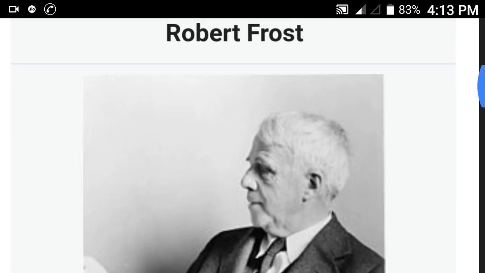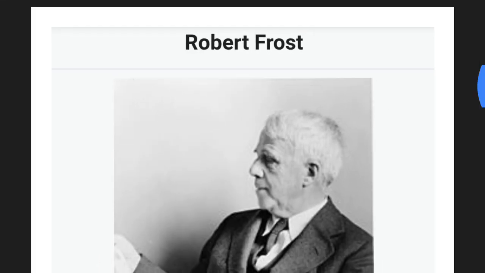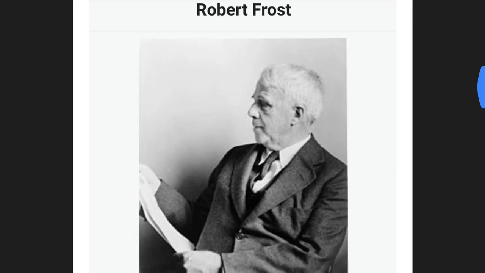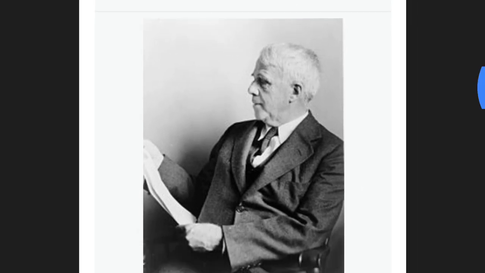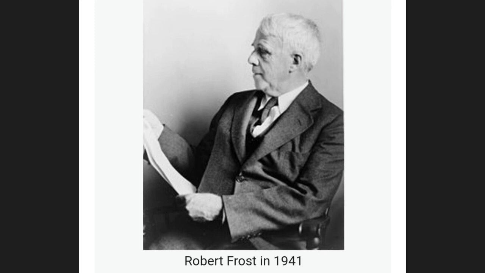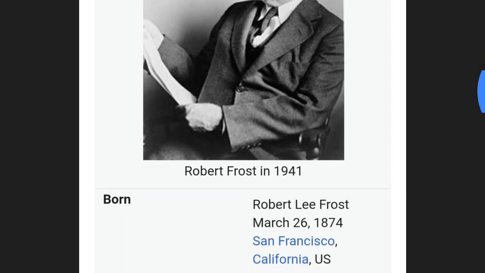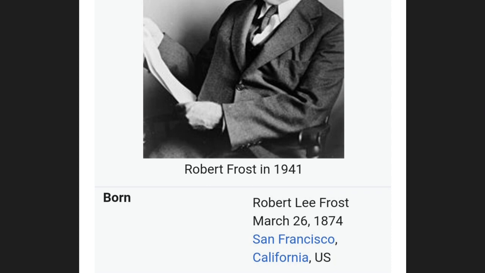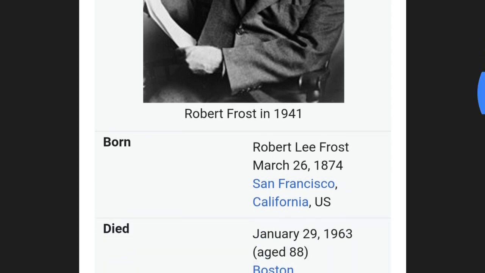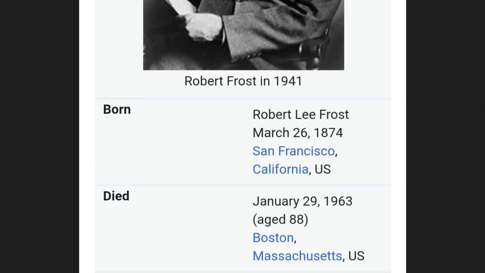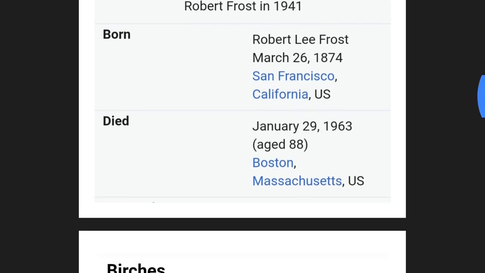Now Birches by Robert Frost. On your screen you see the portrait of Robert Frost. This is a real photograph of Robert Frost in 1941. This was a photograph taken in the year 1941 and Robert Lee Frost, that was his full name, was born on 26th March 1874 in San Francisco, California, which is in the United States. And he died on 29 January 1963. He was then 88, 89. And he died in Boston, Massachusetts, USA.